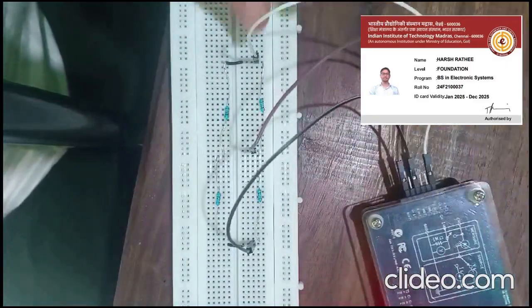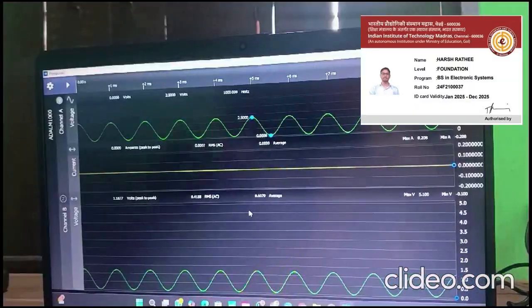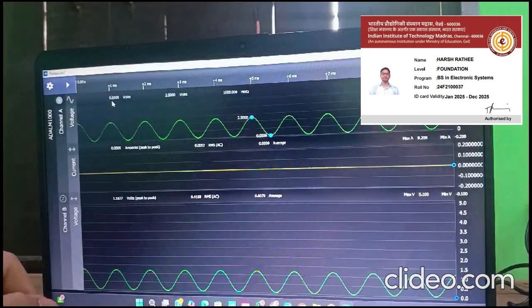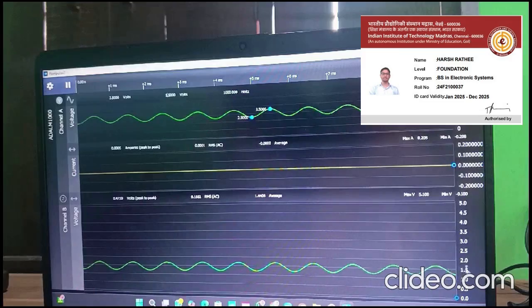Now we provide a sinusoid voltage of AC plus DC through the ADALM1000 kit. In channel A I provide input, this is our ground, and in channel B I record the output. So now I will set the maximum voltage to 3.5 and minimum to 1.5. Now as we see, the output voltage is somewhere between 1.75 and 1.15.